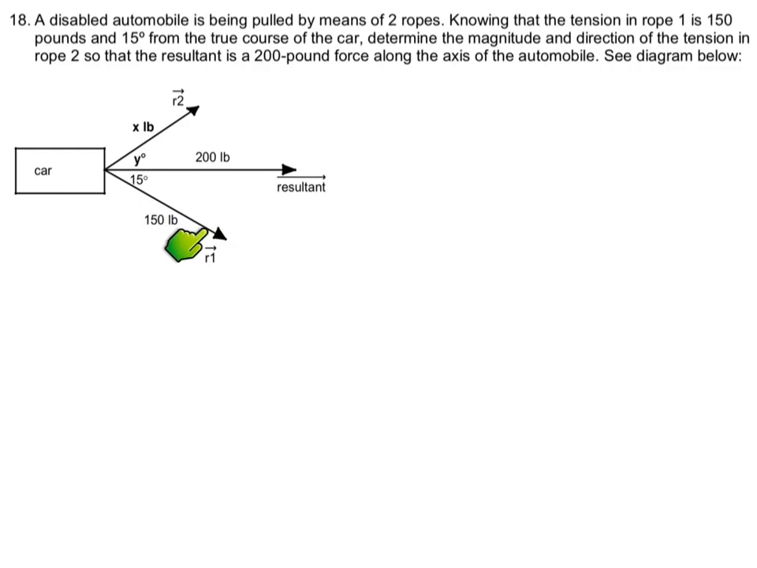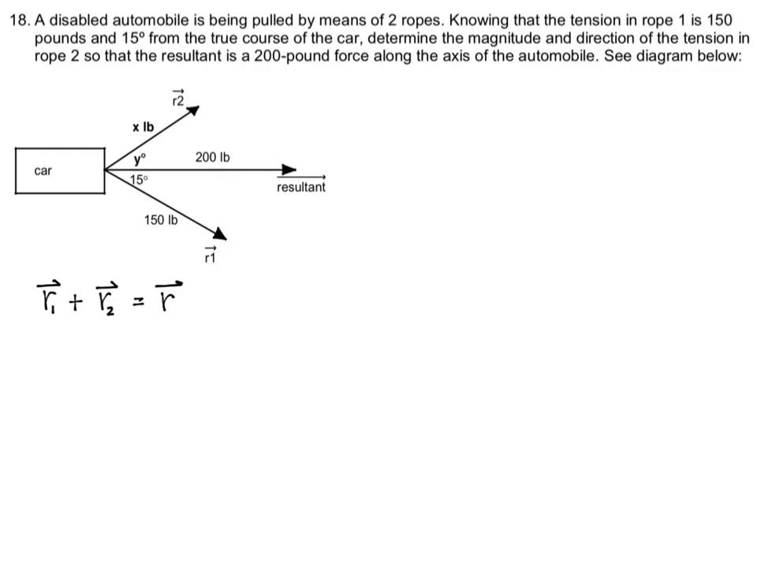But as these two things are being pulled by these two ropes, the car itself is moving along this pathway, this result, straight ahead. We know one of the rope vectors: it's 150 pounds, and its direction is down 15 degrees like this. And we have the true course, the resultant vector, which has a magnitude of 200 pounds, and it's going in a 0 degree direction. What we don't know is the R2 vector.